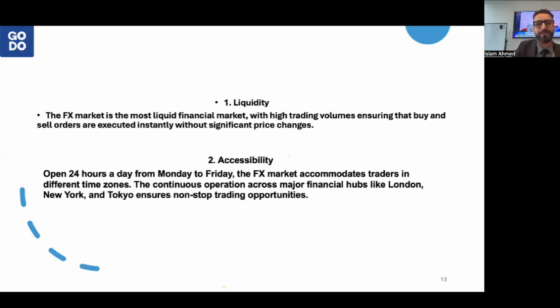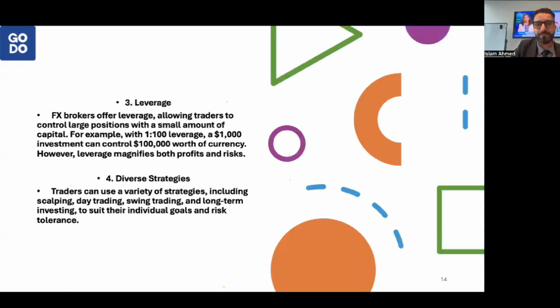It's 24 hours because it's global. When it's about to be 5:30 p.m. here in Dubai, it's now starting in early morning in the US. And then after a few hours, it will be starting in Sydney. Then after that, the whole globe is trading. So it's a 24 hours market.